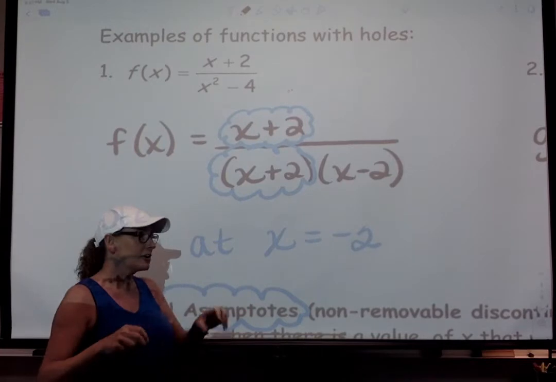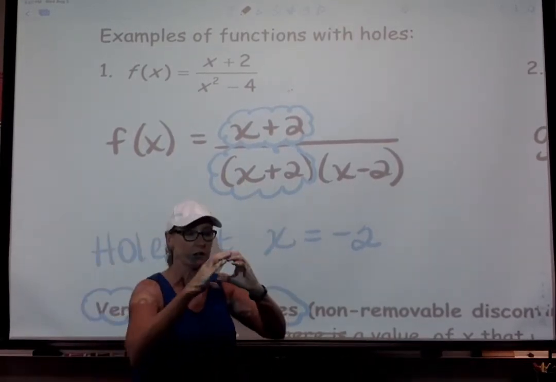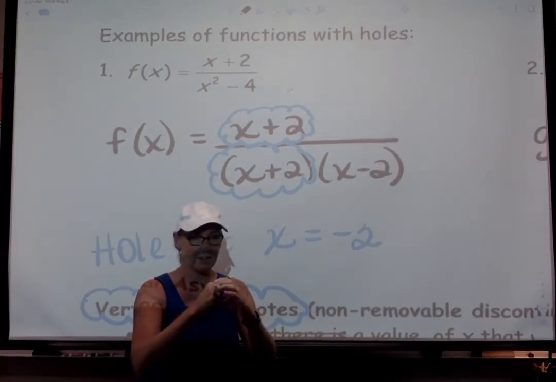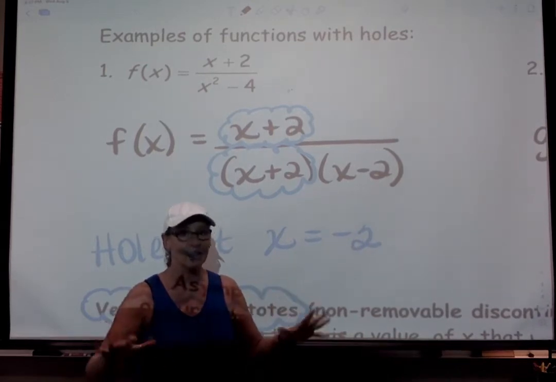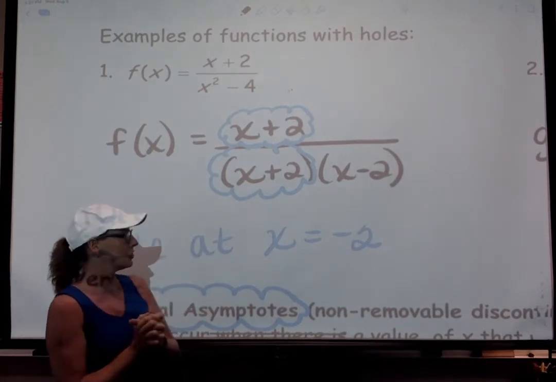Yeah, I know. The function blows up at negative 2. Okay, but what does that look like on a graph? There's an open circle there. Not filled in. Open circle. If it were filled in, it would all be okay. It's not okay. There's an open circle. There's a hole at x equals negative 2.